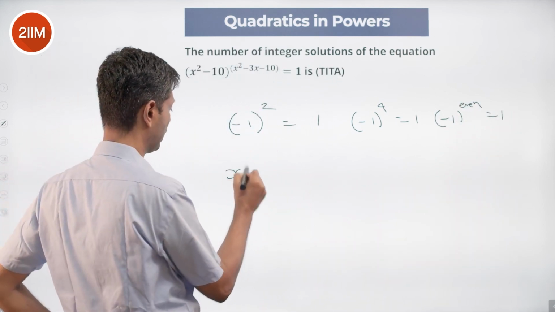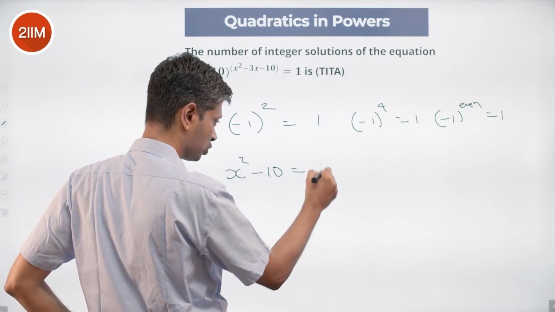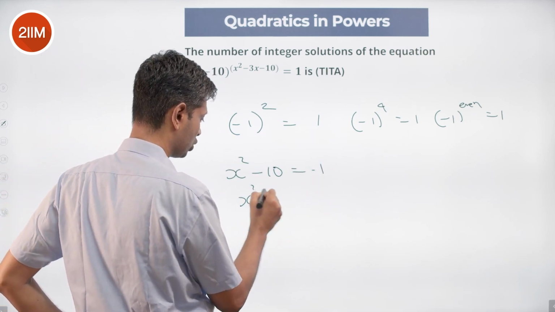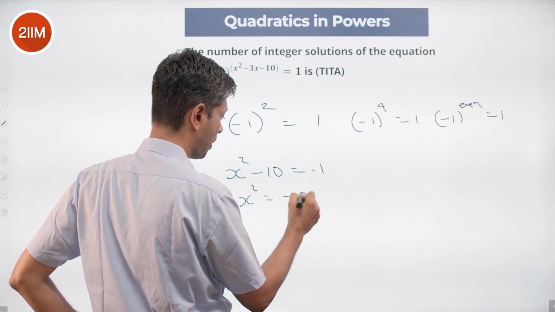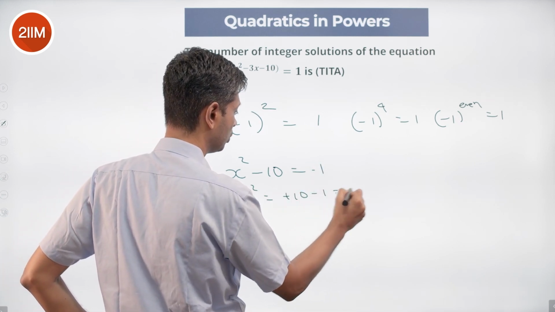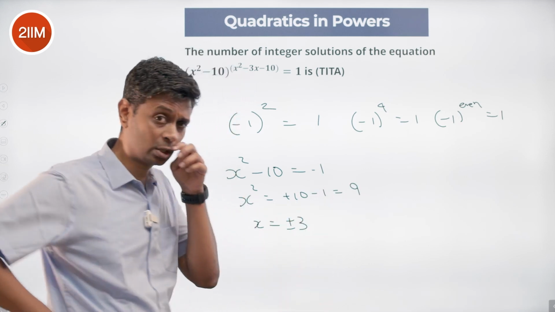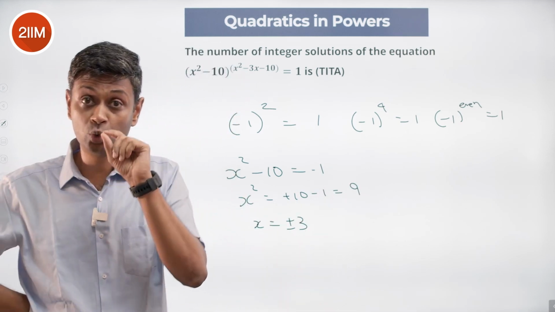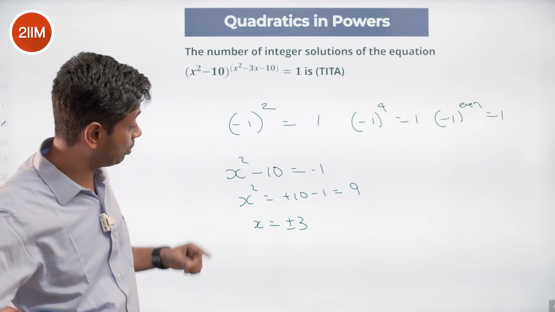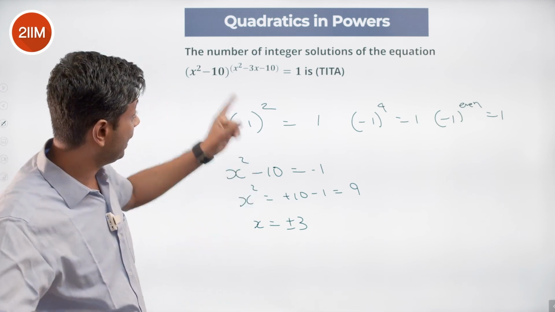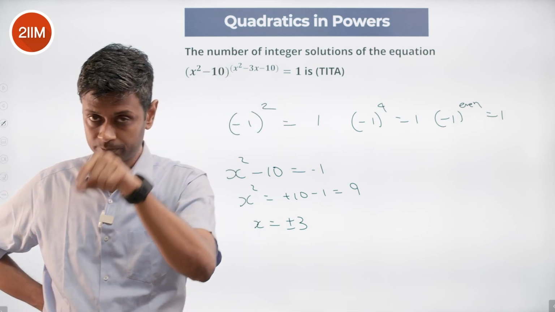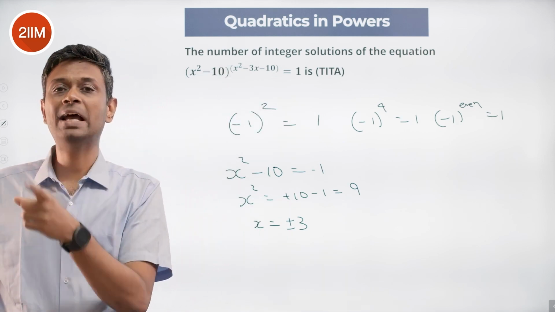So I'm going to solve for x square minus 10 equal to minus 1, or x square equal to plus 10 minus 1, which is 9. That means x is equal to plus or minus 3. I got this far, but I cannot be sure that this will work, because for plus 3 and minus 3, my exponent should be an integer. More than that, it should be an even number.